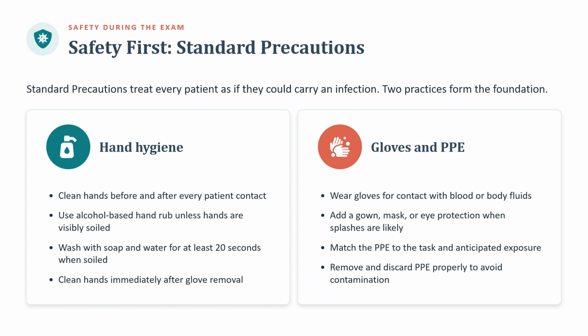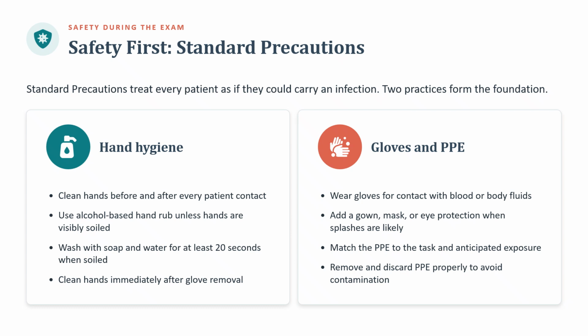In most clinical situations, an alcohol based hand rub is preferred, but when your hands are visibly soiled, you wash with soap and water for at least 20 seconds. Always clean your hands immediately after you remove gloves because gloves can have tiny defects.